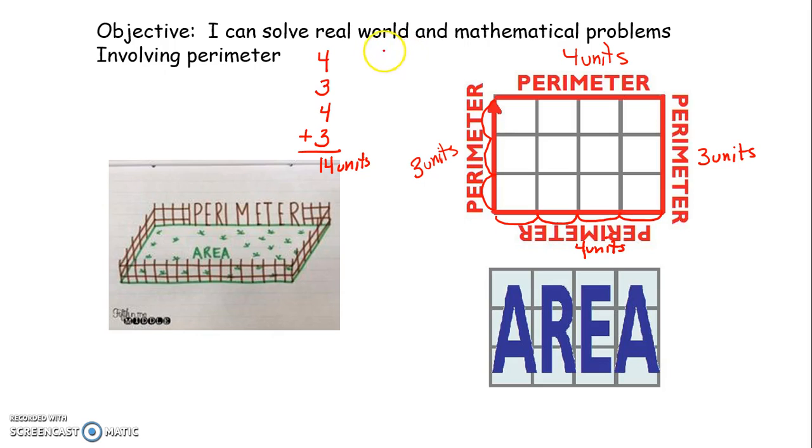Back in the day, probably in 4th grade, you learned perimeter was 2 times the length plus 2 times the width for a rectangle. Well, we could do that. 2 times, what's our length? Our length is 4 units. And then 2 times our width. Our width is 3 units. 2 times 4 is 8, plus 2 times 3 is 6. 8 and 6 is still 14 units.